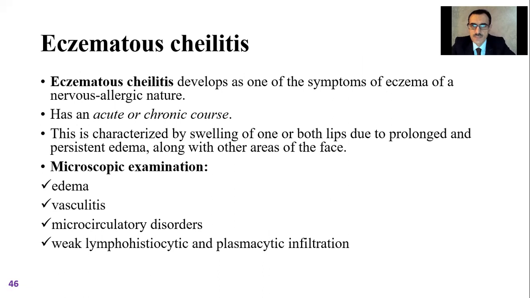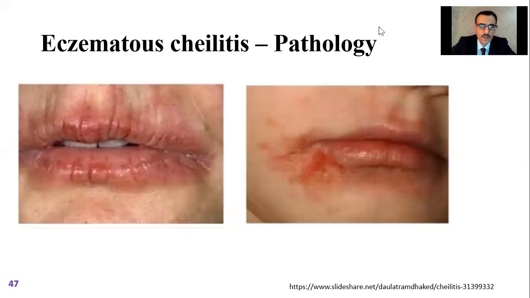Eczematous cheilitis develops as one of the symptoms of eczema of a nervous allergic nature. There are acute and chronic courses of the eczematous cheilitis that are characterized by swelling of one or both lips due to prolonged and persistent edema along with other areas of the face. Under the microscopy, we will find the edema, vasculitis, microcirculatory disorders, and weak lymphohistiocytic and plasmacytic infiltration. Here is the gross pathology of the eczematous cheilitis.